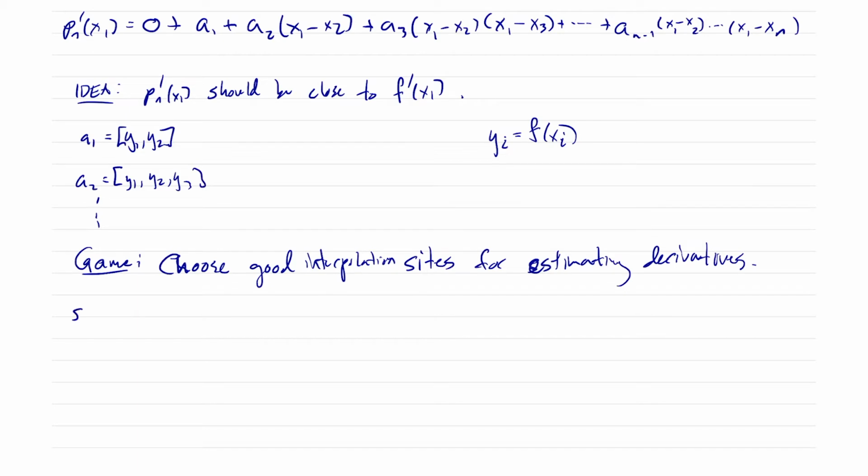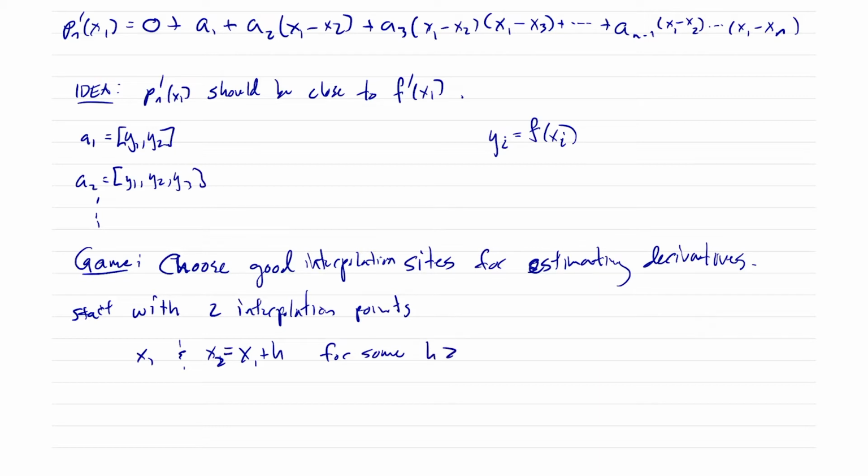So here we're going to start with 2 interpolation points. And so we're going to have x1 and our x2 is going to be x1 plus h. Okay. And this is for some h, say, bigger than 0.